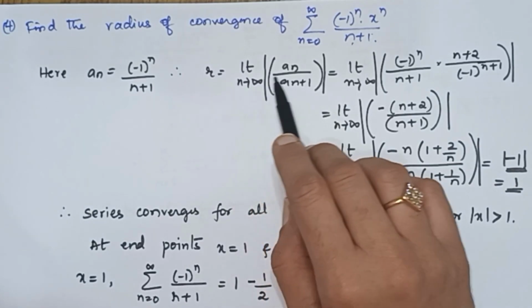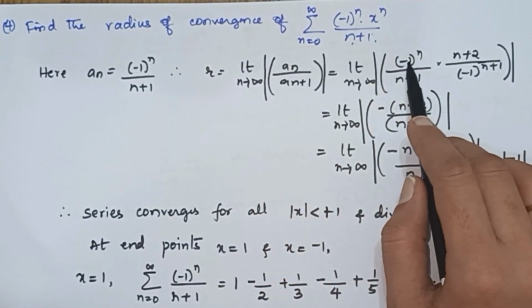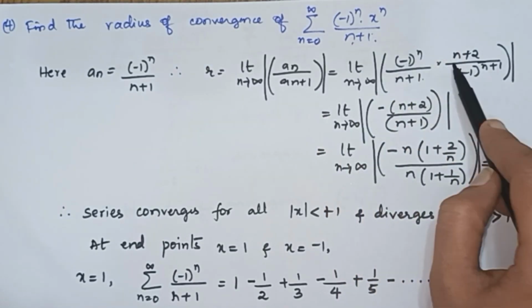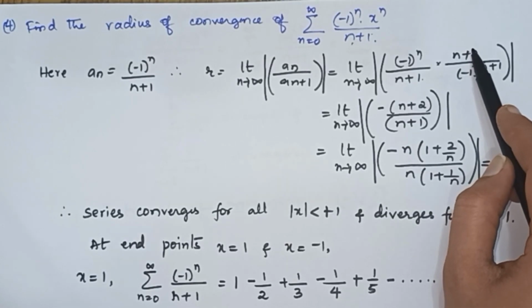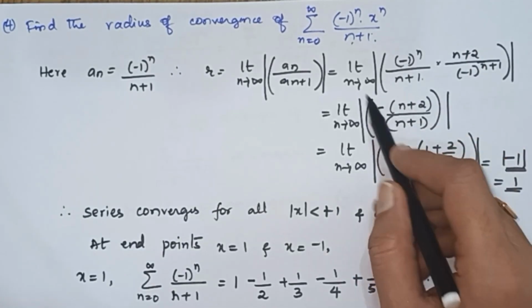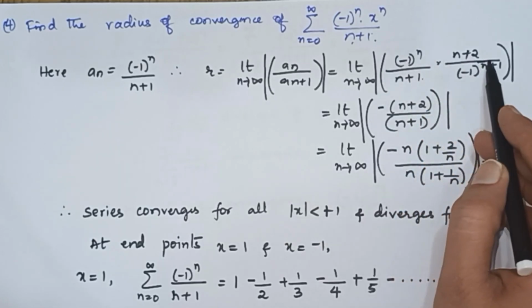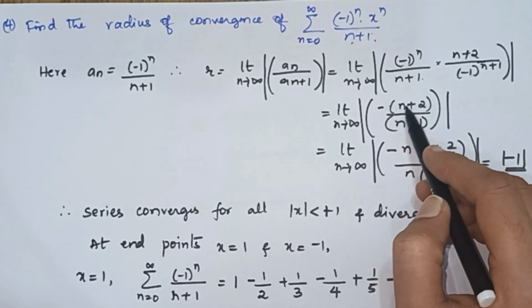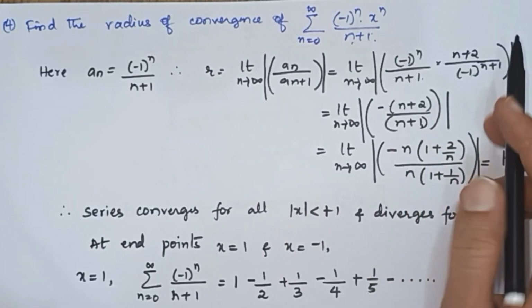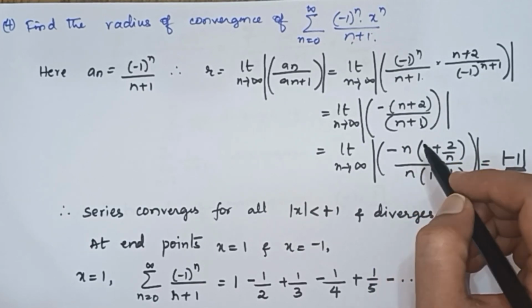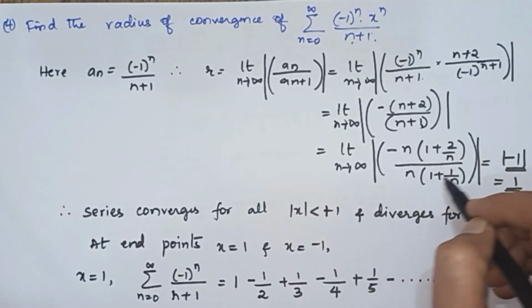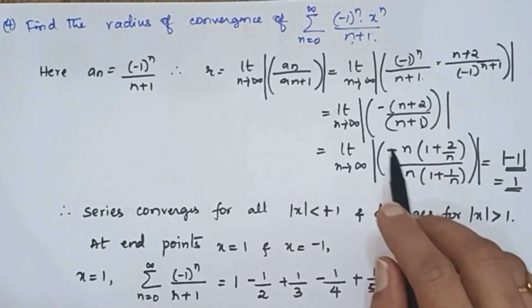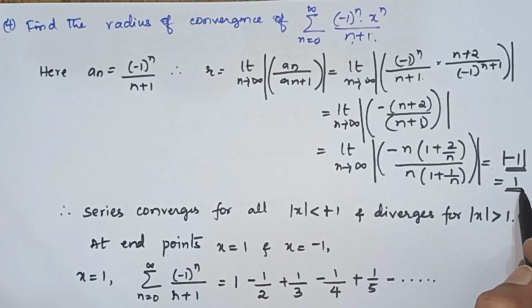Find the radius of convergence using this formula. Substitute here minus 1 power n by n plus 1, into minus 1 power n plus 1. This goes to the numerator, n plus 2 goes to the numerator. You can simplify this: there is a modulus, minus 1 power n cancels, and the minus 1 remains. I have kept it outside. n plus 2 divided by n plus 1. So now when you take n common, it cancels: minus of (1 plus 2 by n) divided by (1 plus 1 by n). As there is a modulus, the minus goes. When you apply the limit, it gives you 1.